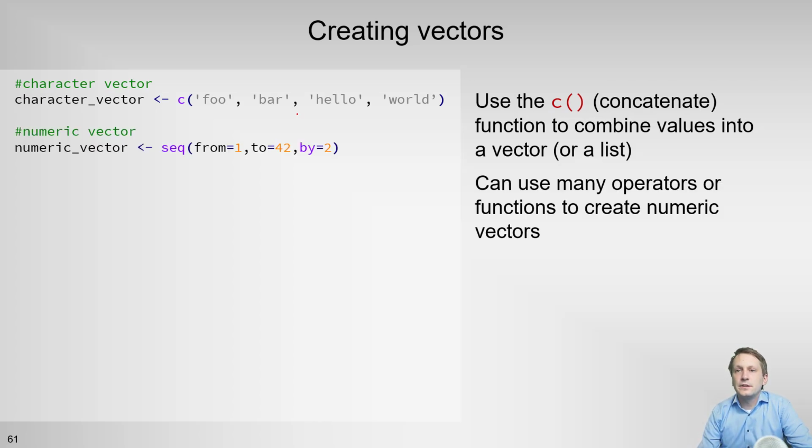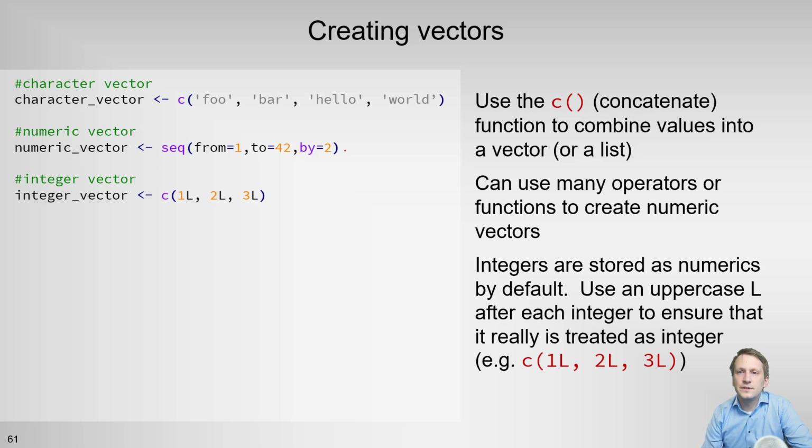Now let's create a numeric vector. There are many operators that let you create numeric vectors. Before, we already created integer vectors with a colon sign. We can also use the seq, or sequence, command to create a sequence from 1 to 42 in increments of 2.